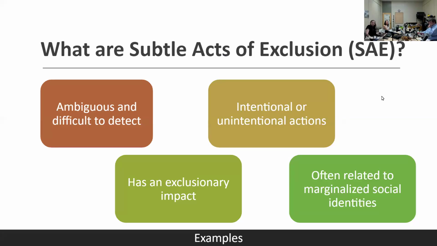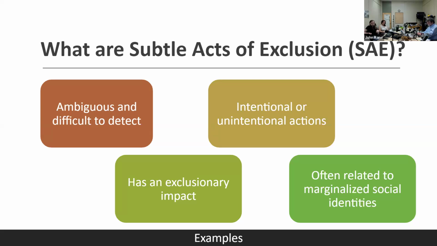So to start off, I'm just going to define what SAE or microaggressions are. They're ambiguous and difficult to detect, intentional or unintentional actions that have an exclusionary impact and are often related to marginalized social identities. And so the key thing with this is that there's a couple different people that are involved in SAE. So there's the initiator or the person who commits the act of exclusion. There's the witness, someone who sees it happen. There's targets, the people that the subtle act of exclusion is aimed at or against. And then there's allies, people who witness it and say something or try to help.